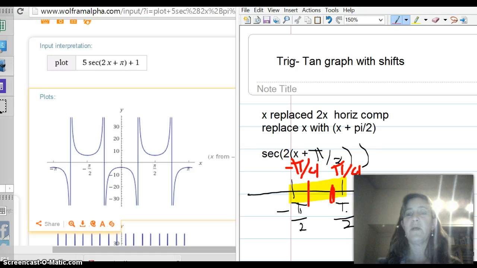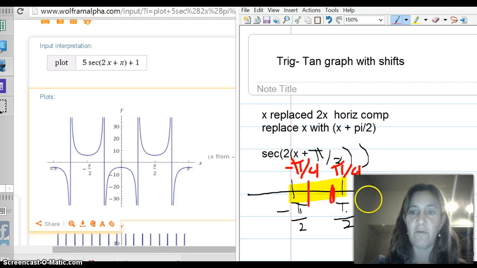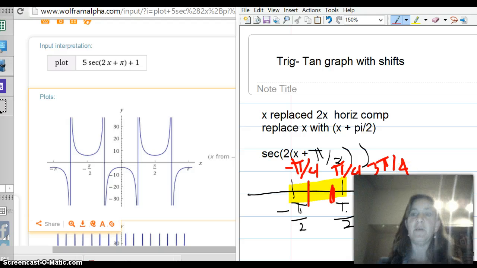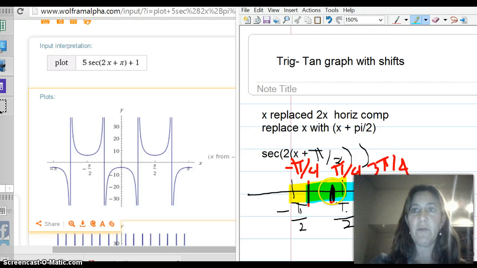So the next one is going to be plus pi halves, which is 2 pi over 4, so 3 pi over 4. Looking at the pattern, it appears to be all of the odd values of pi fourths. And again, noticing that the space between my new asymptotes is a distance of pi halves.